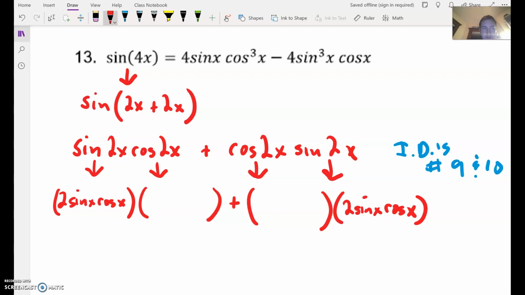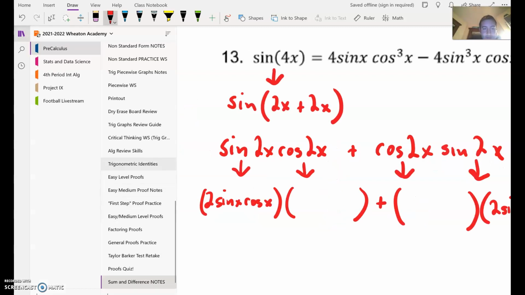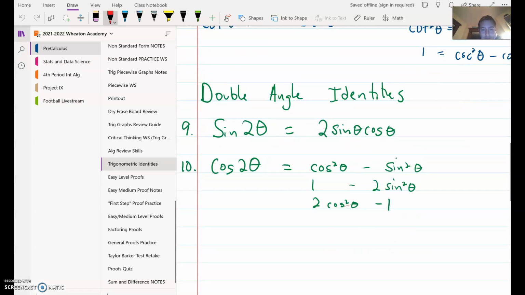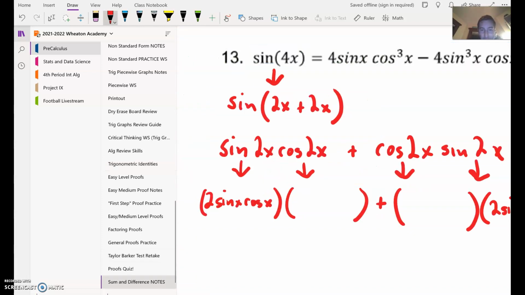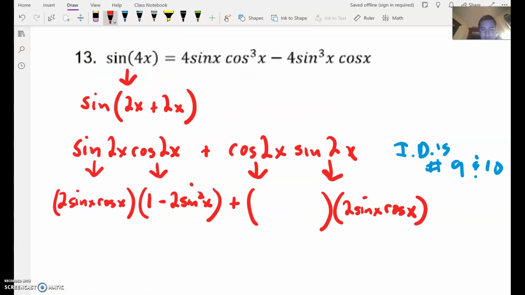Remember, we've got these 2 variations. I'll show them to you. The 1 minus 2 sine squared and the 2 cosine squared minus 1. I think I'm going to use each of those. So I think one of mine will be a 1 minus 2 sine squared. And I think this one will be a 2 cosine squared minus 1.